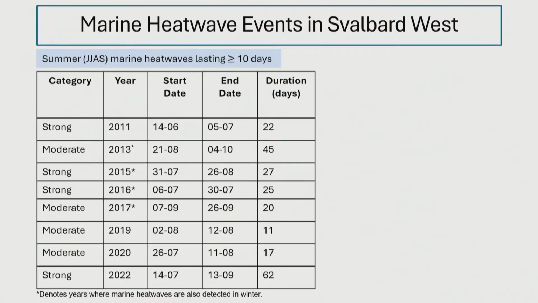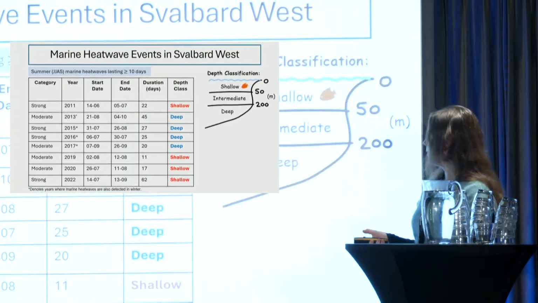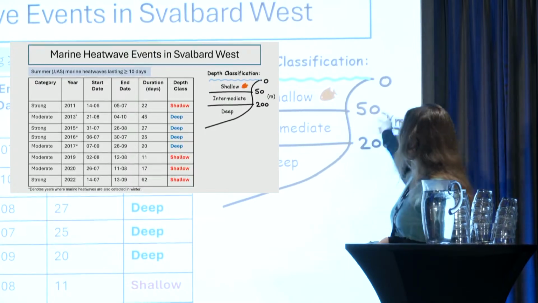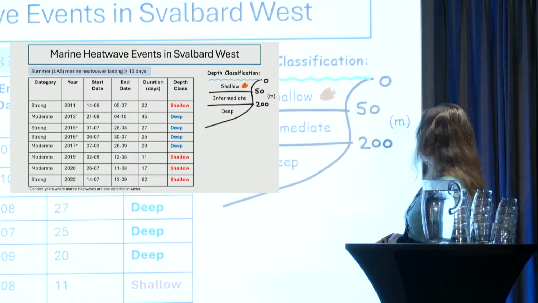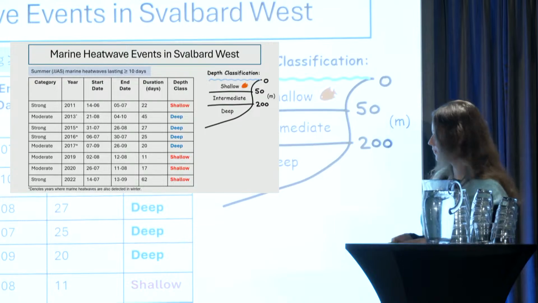For each of these events, we then wanted to classify them using depth, and you end up with 4 shallow and 4 deep events. The classification we used was a shallow event from 0 to 50 meters, an intermediate event from 50 to 200, and then deep events from 200 and greater.